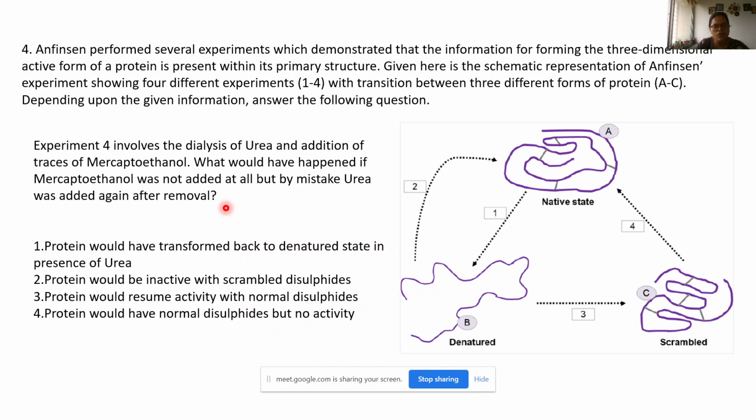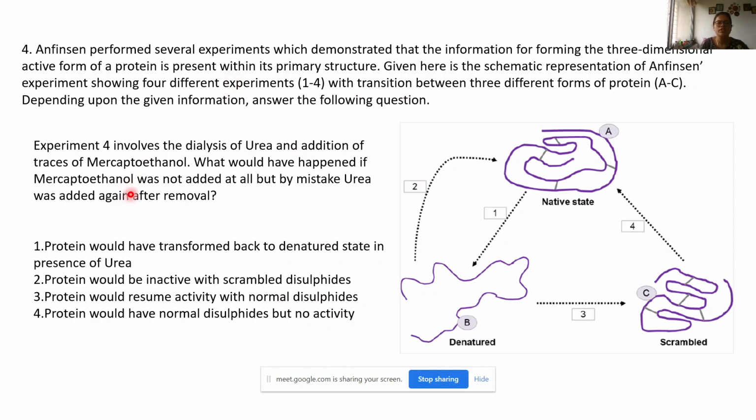This question is from Anfinsen's experiment. Anfinsen's discovery majorly talks about how the native structure that a protein adopts is inherent in its amino acid sequence. That is what was proven by Anfinsen. He did an experiment with RNase, which you would have read about. He added urea and the protein was denatured, and when he removed the urea, the protein was again able to fold into its native state.